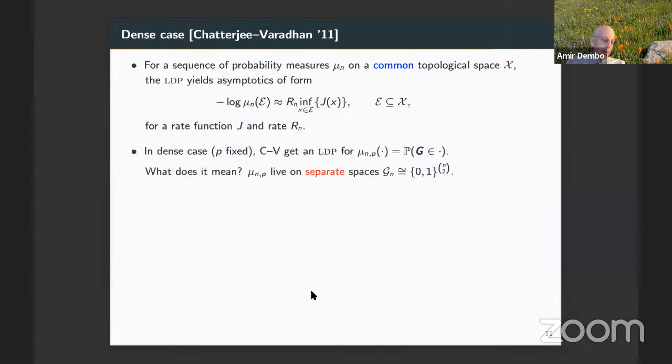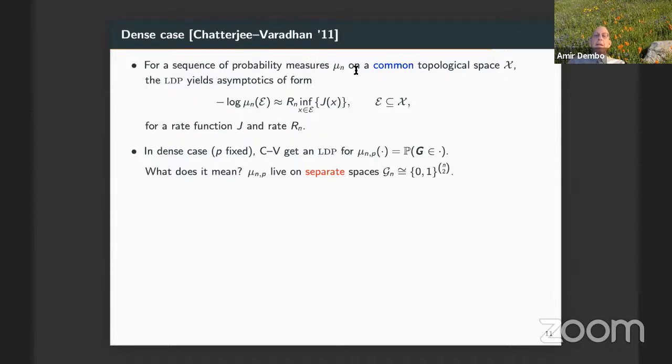Let me, in the remaining 2 minutes, try to give you a very quick survey of what Chatterjee and Varadhan did, preparing for the talk of Nick, which will repeat it, but also going more into the sparse case, which is more challenging. So this is kind of a quick overview of large deviation theory.